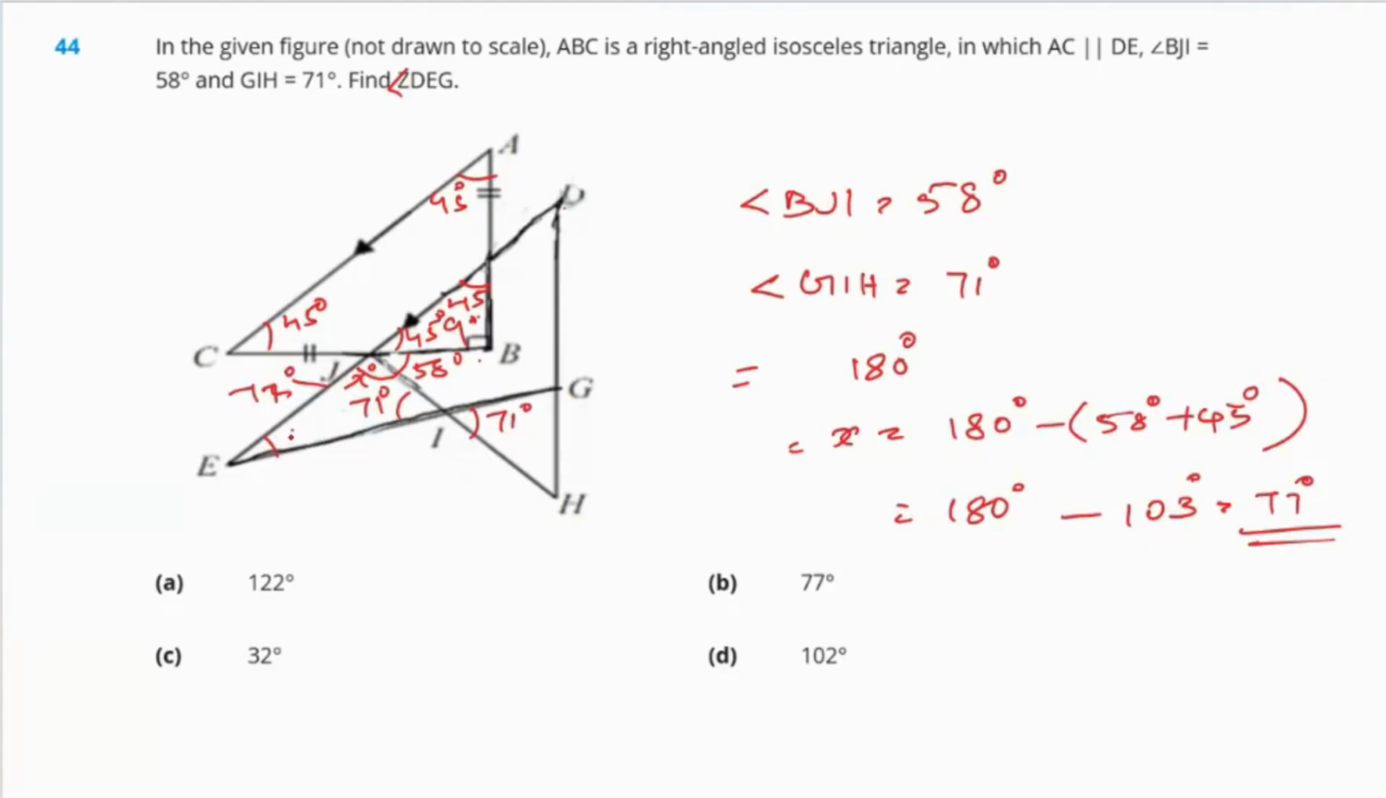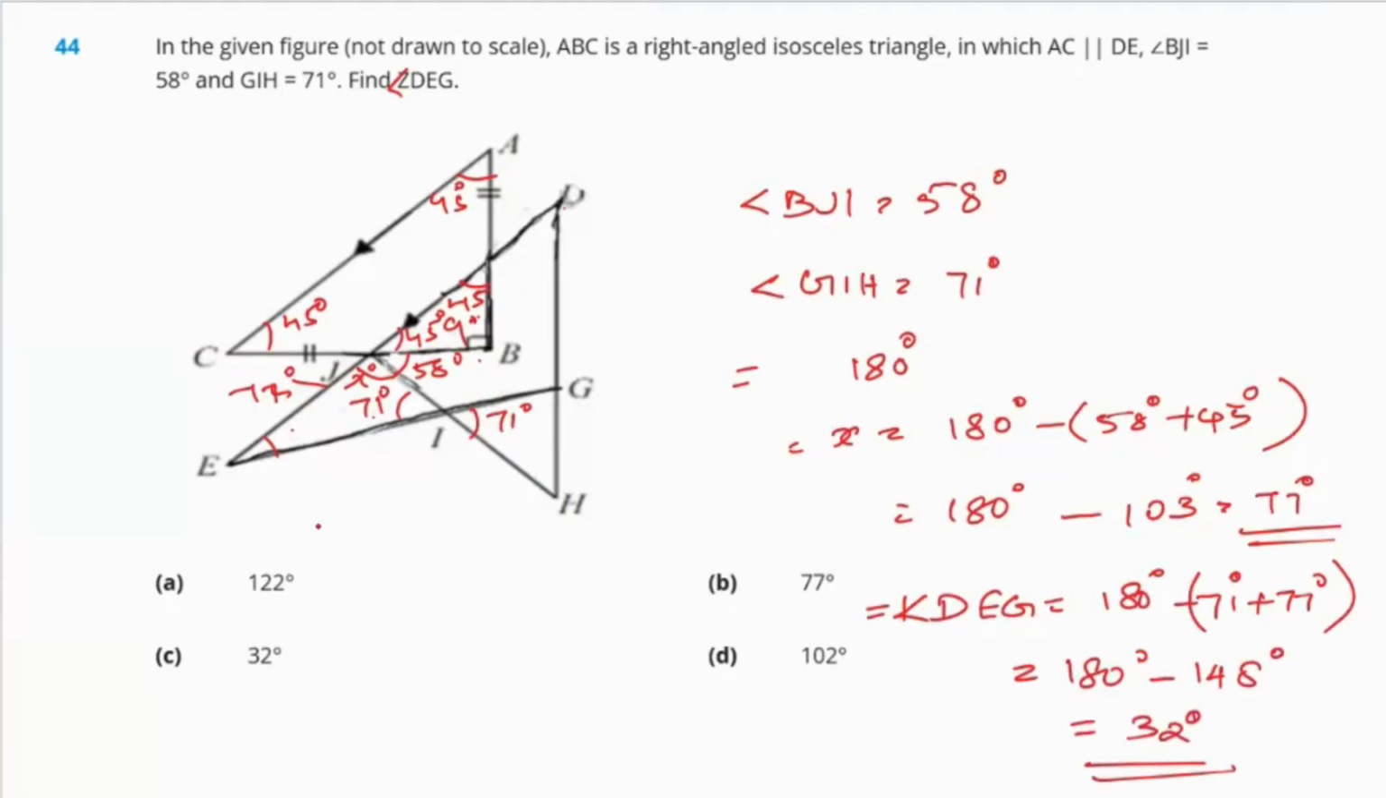By using the angle sum property, we can find out DEG. So angle DEG is equal to 180 minus 148, which is equal to 32 degrees. So the correct option is option C, 32 degrees. Angle DEG is 32 degrees.